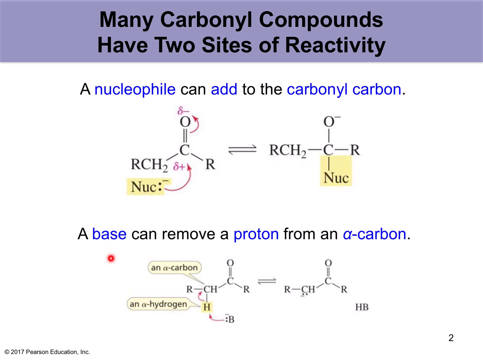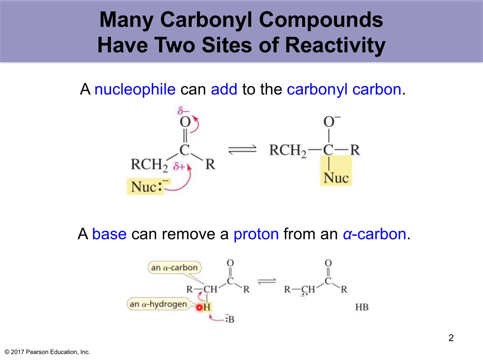And then there is another site where if you use a base. A base normally reacts with an acid. So if you add a base, we need to have an acidic hydrogen to react with. So a base can remove a proton, an acidic proton, from an alpha carbon. Remember the alpha carbon is the carbon next to the carbonyl carbon. If this is your carbonyl compound, this is going to be your alpha carbon. The alpha carbon can have some hydrogens on it, so we call them alpha hydrogen atoms. So this carbon has two alpha hydrogens.